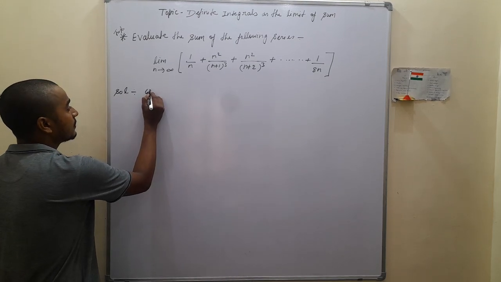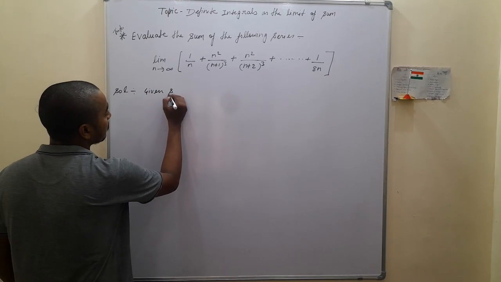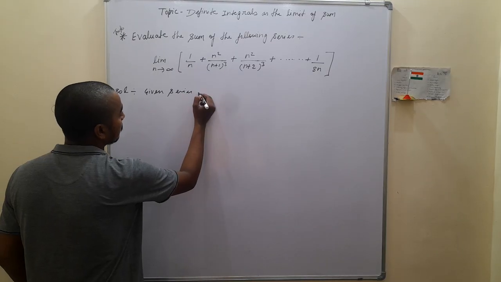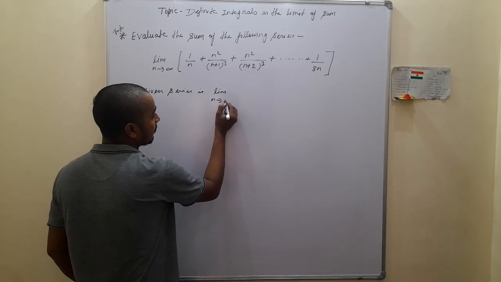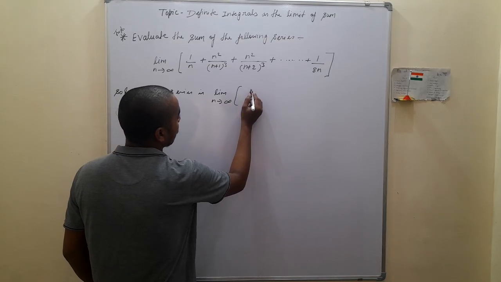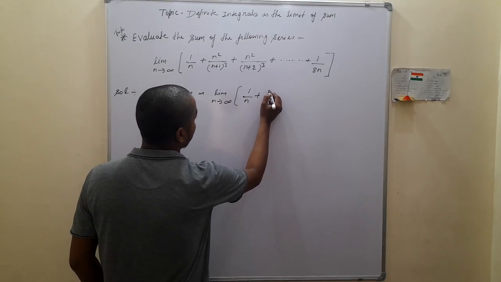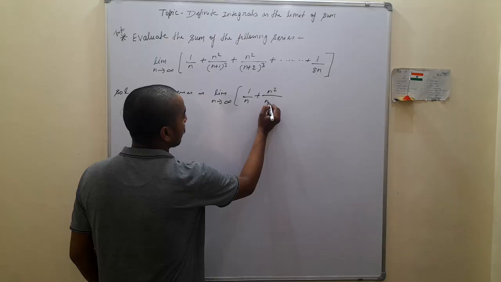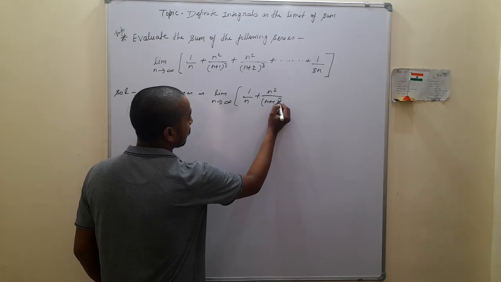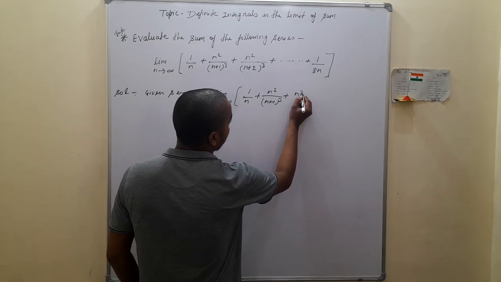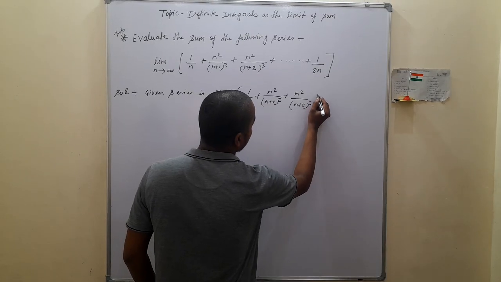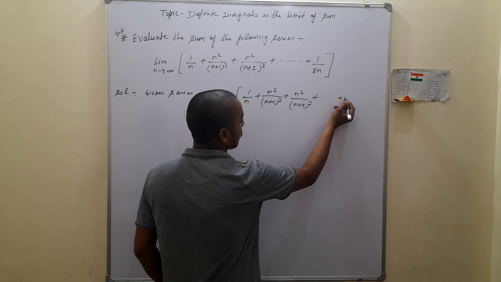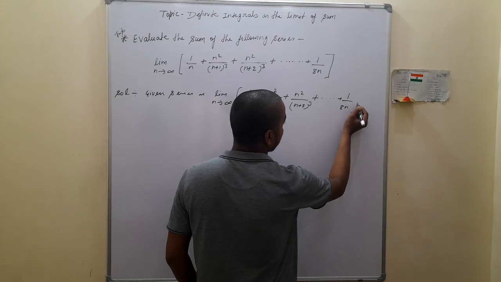The given series is limit n tends to infinity, 1 upon n plus n square upon (n plus 1) cube plus n square upon (n plus 2) cube plus dot dot dot plus 1 upon 8n.